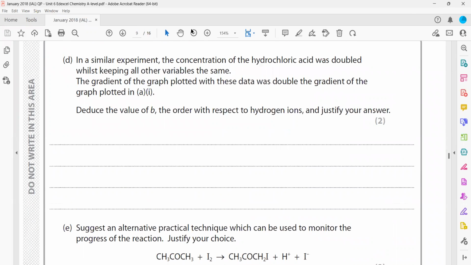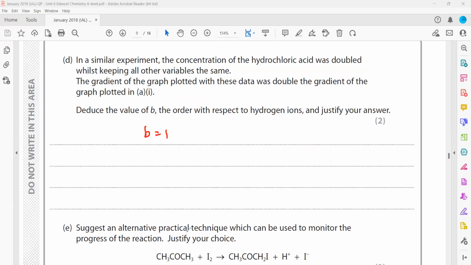Then in a similar experiment, the concentration of hydrochloric acid was doubled while keeping the others the same. The gradient of the graph data was doubled for the graph plotted in A1. So if we double the concentration, the gradient or rate is doubled. So what can we deduce about B? We can say it is first order with respect to B.